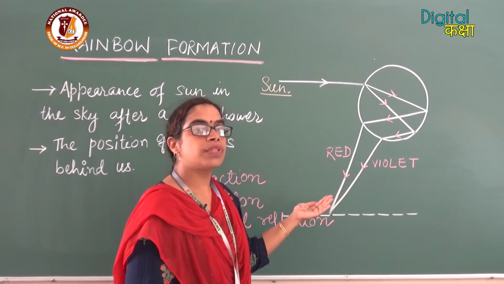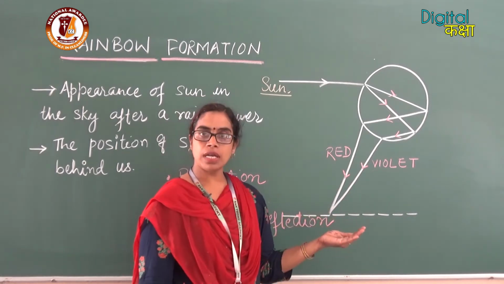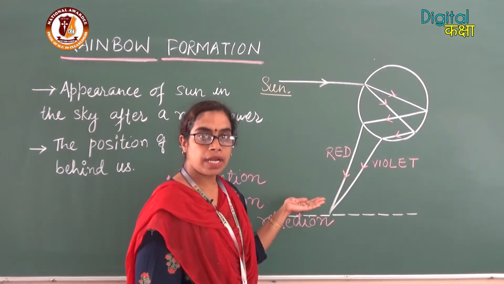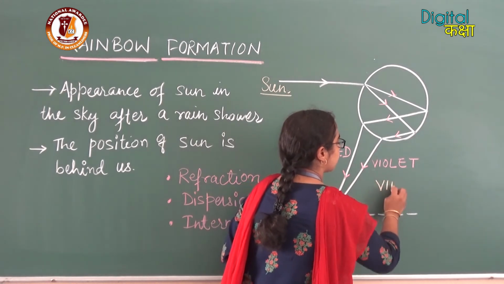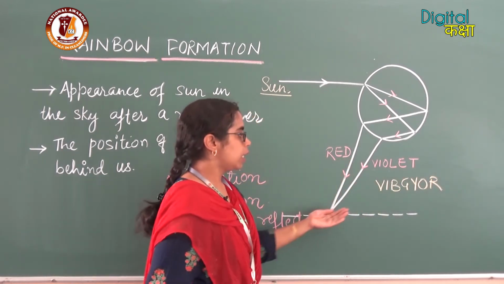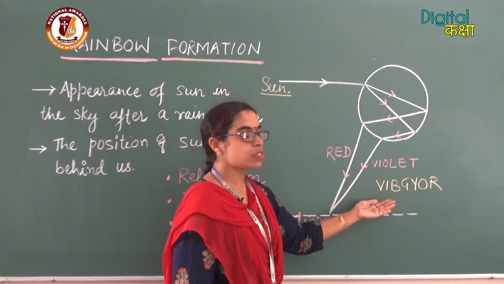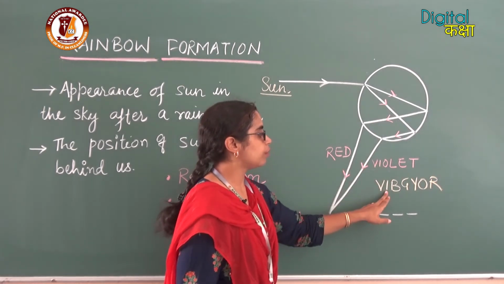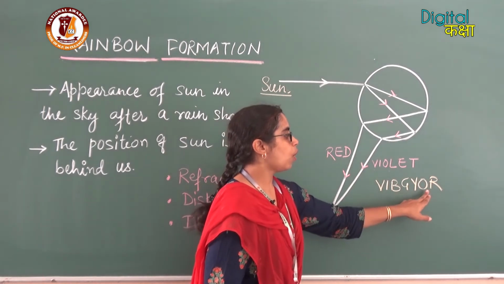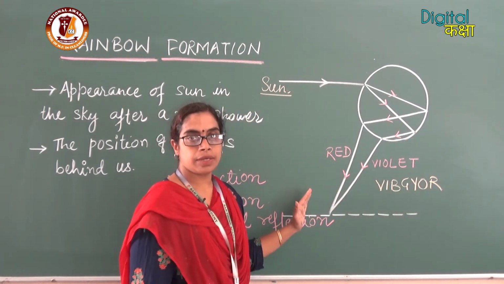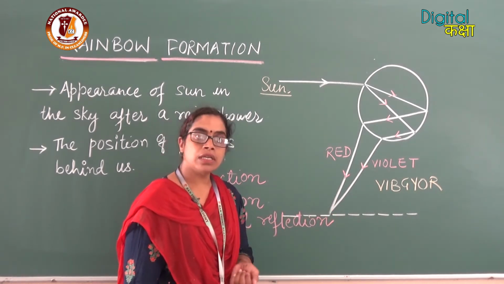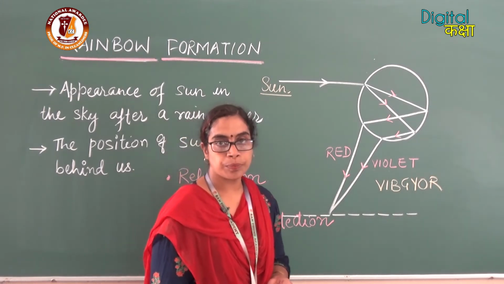The sequence of the colors in this rainbow, which we are able to see in the sky, ranges from violet to red, meaning in the sequence VIBGYOR. Between violet and red, the colors are seen in the sequence: just after the violet we can see the indigo, then blue, then green, yellow, orange, and then red. This way the 7 colors are seen in the atmosphere in the formation of a rainbow.